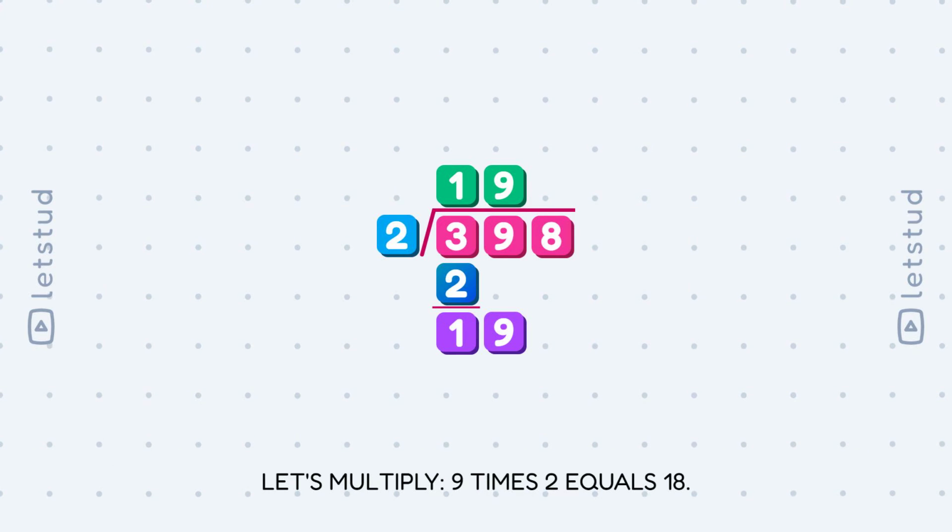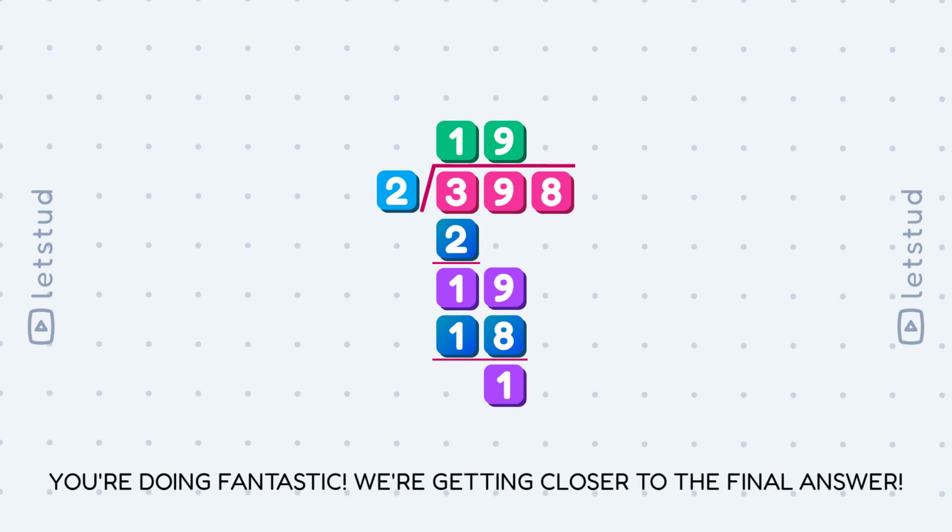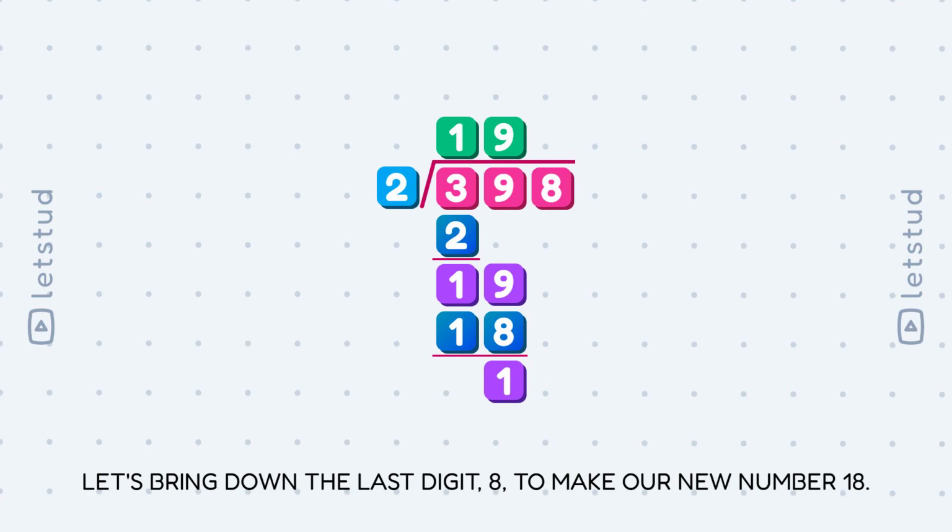9 times 2 equals 18. Time to subtract. 19 minus 18 leaves us with 1. That's our remainder. You're doing fantastic. We're getting closer to the final answer. Let's bring down the last digit, 8, to make our new number 18.